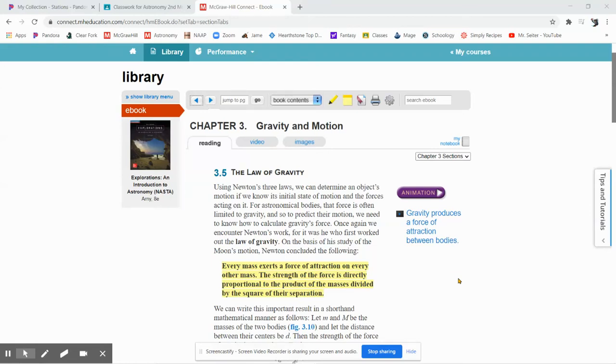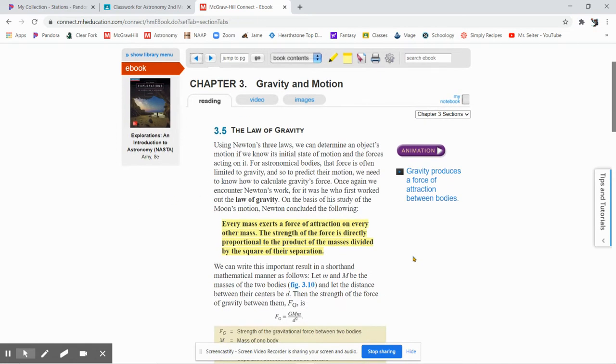Okay, the law of gravity, chapter 3, section 5, gravity in motion, is the name of the chapter. And this is 3.5, the law. All right, so using Newton's three laws, we can determine an object's motion if we know its initial state of motion and the forces acting on it. And this is really big in astronomical bodies, okay? And this led to his law of gravity.